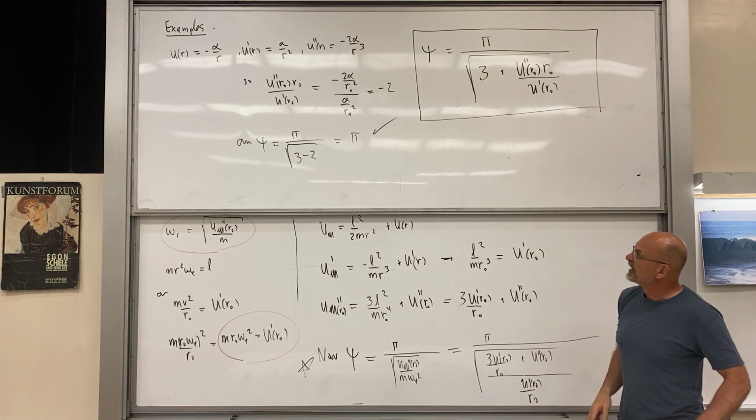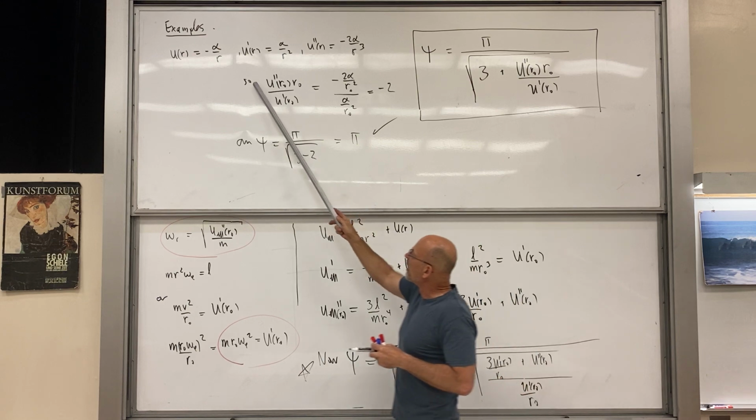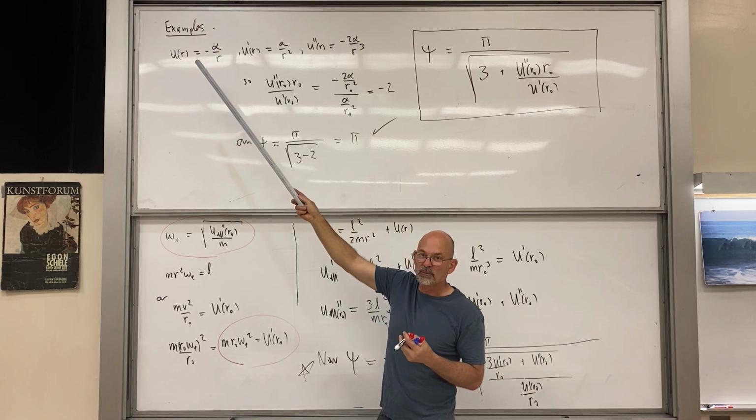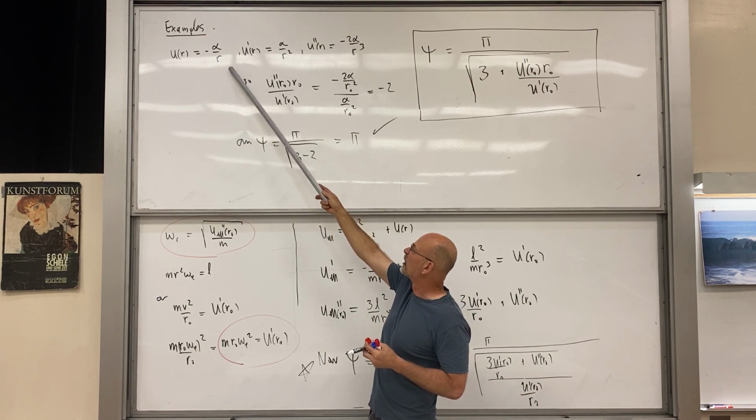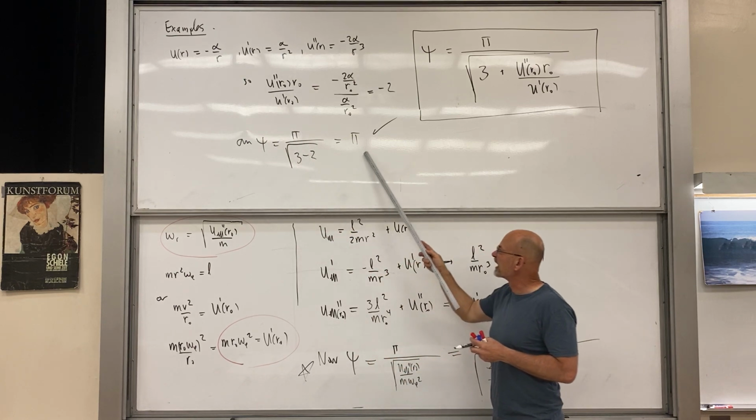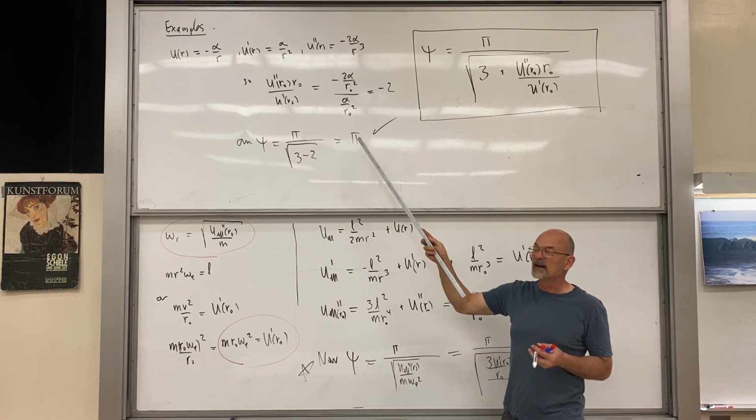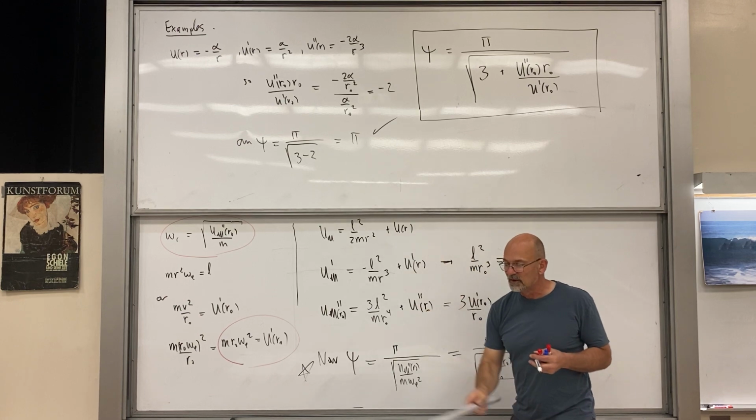You can also see if U of r now has that extra term, that little correction term, beta over r cubed, there's no way you're going to get that 3 minus 2 and get a pi count. It's going to be pi plus something small.